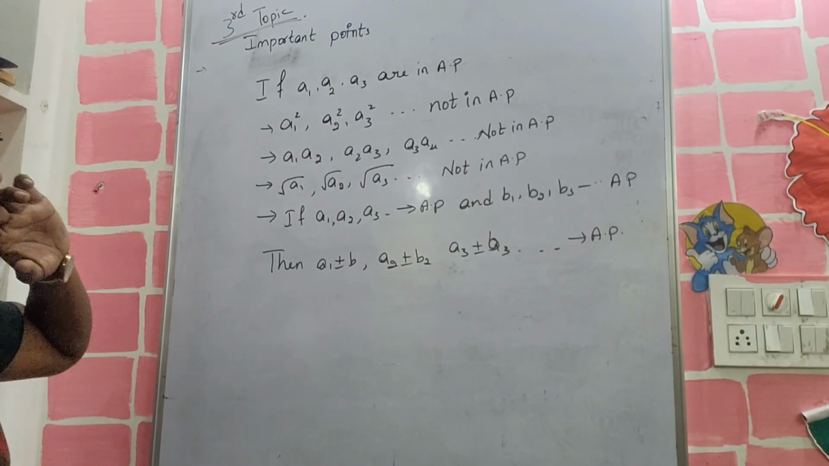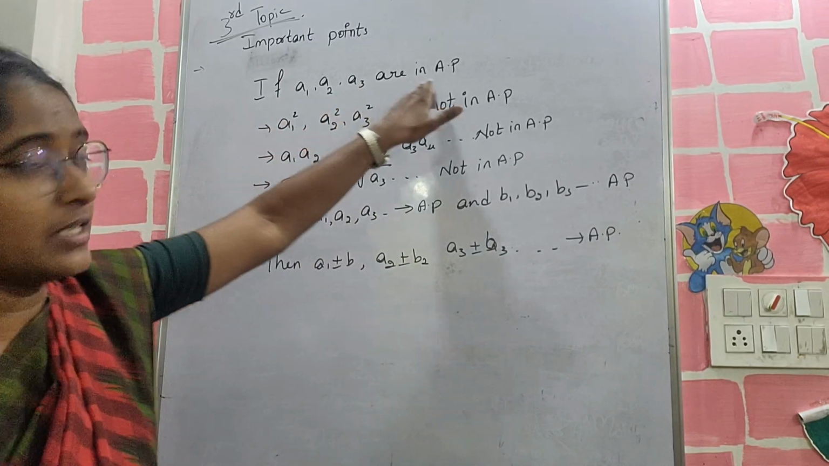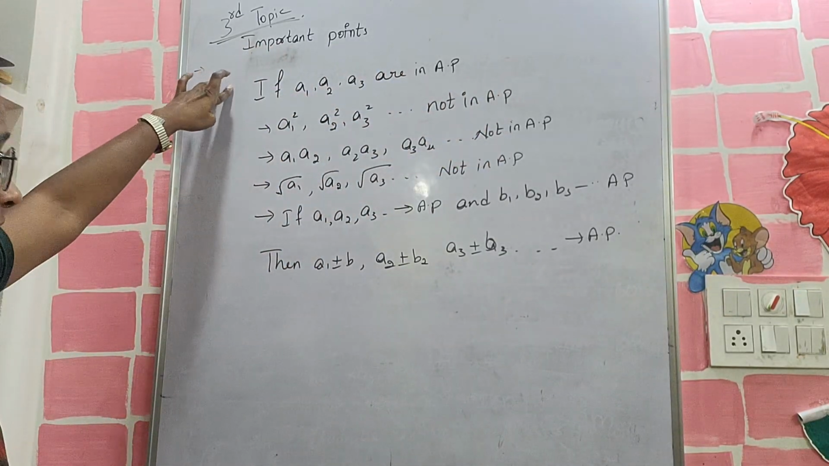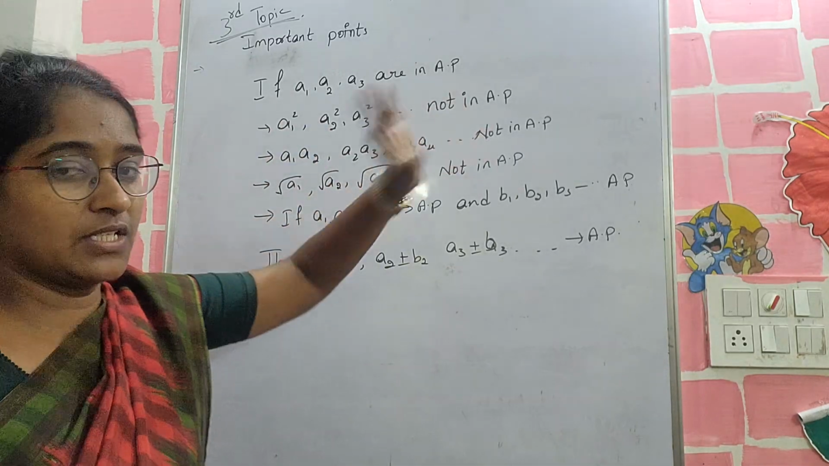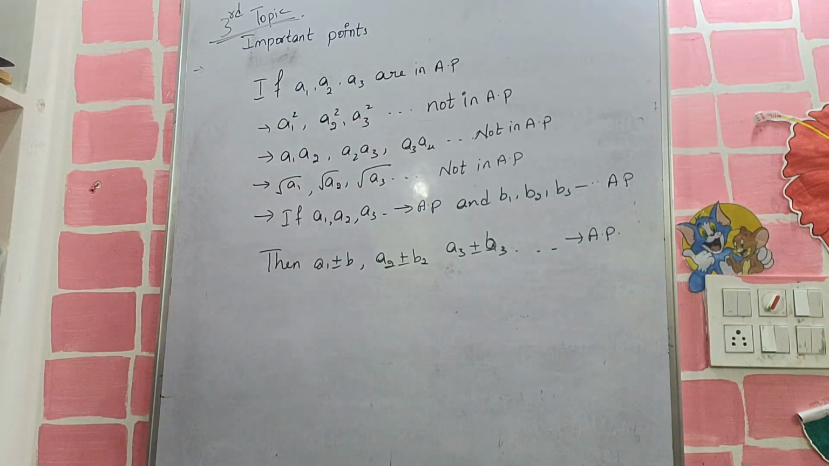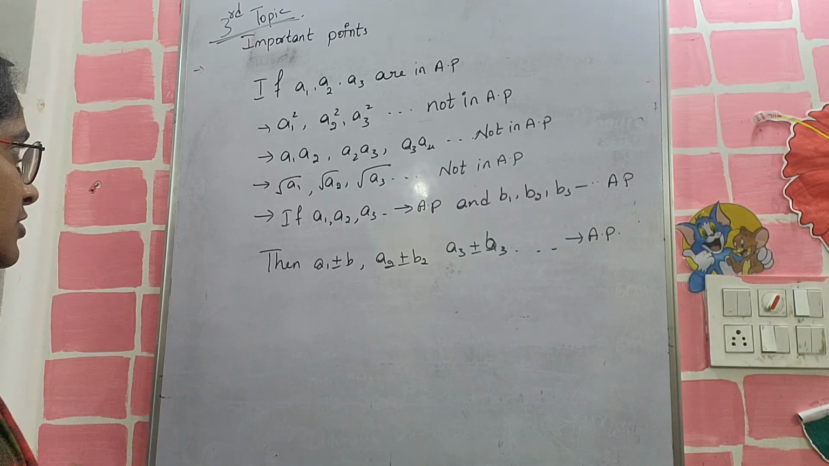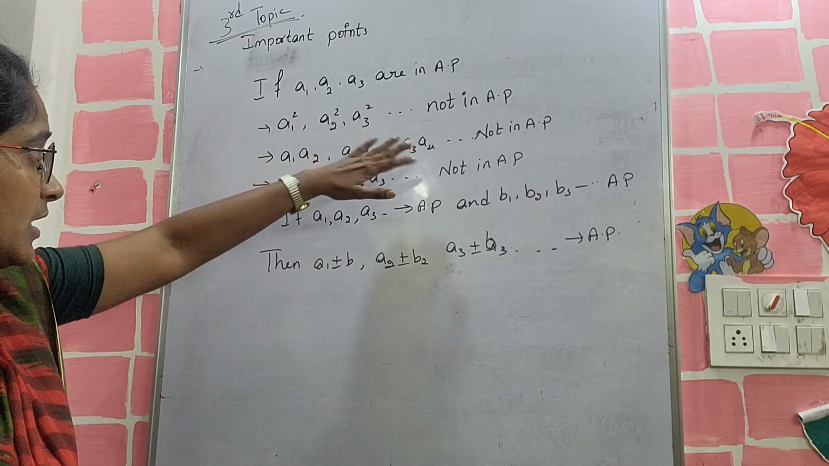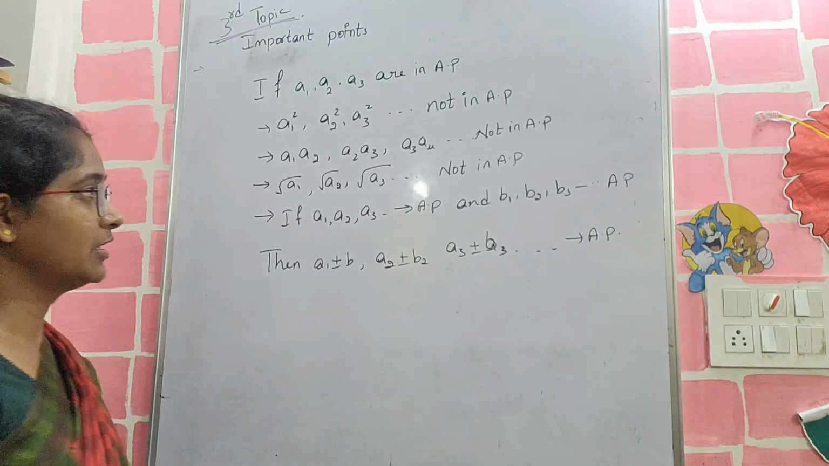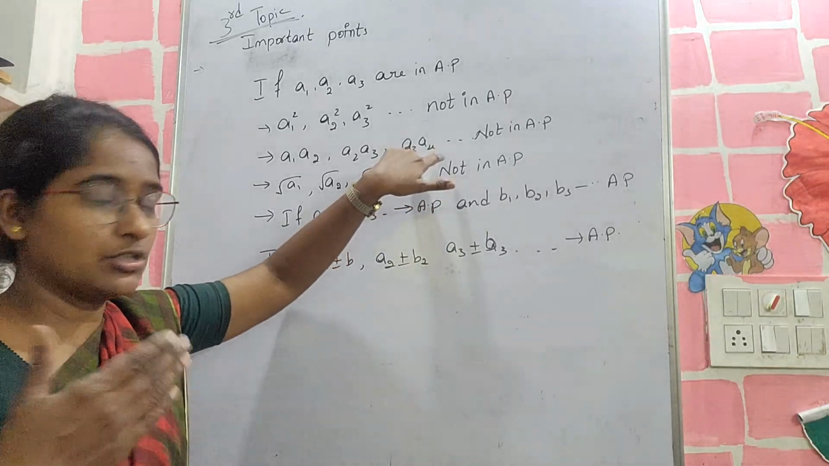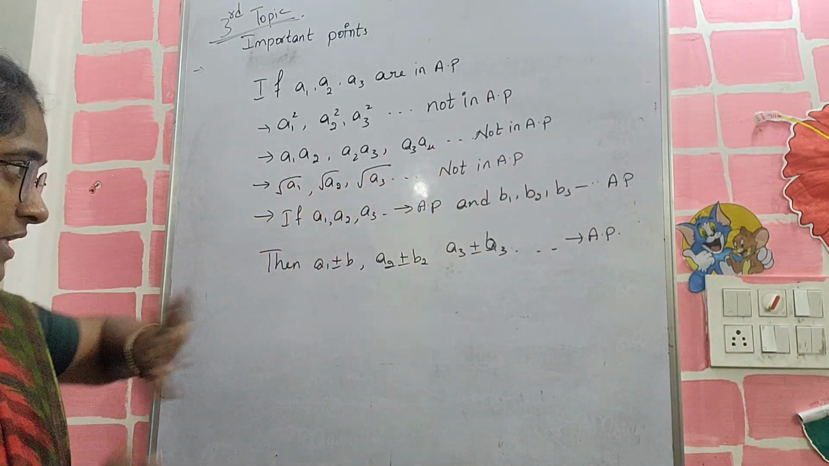Now, these are the ones that are not an AP. If A1, A2, A3 are in AP, then A1 square, A2 square and A3 square will not form an AP. The squares of an arithmetic progression series will not be an arithmetic progression. And if A1, A2, A3 are in AP, then A1 into A2, A2 into A3, A3 into A4, if we multiply two terms, that also does not make an AP. Squares of these also will not make an AP.